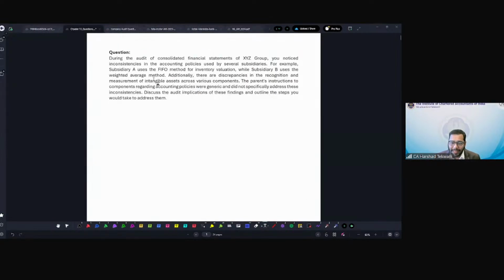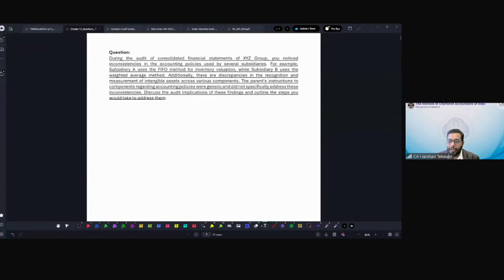The first question is: during the audit of a consolidated financial statement of XYZ group, you notice inconsistency in the accounting policies used by several subsidiaries. For example, subsidiary A uses the FIFO method of inventory valuation while... No answers? I think you guys have not. Okay, no issues. I'll tell you.